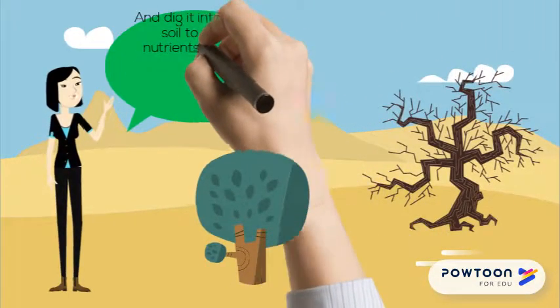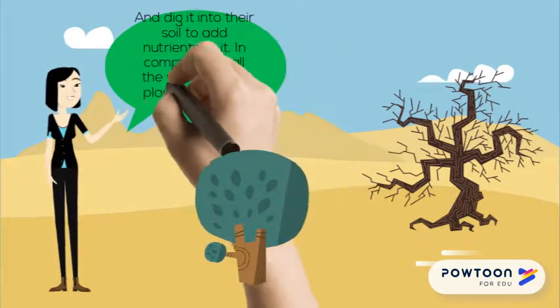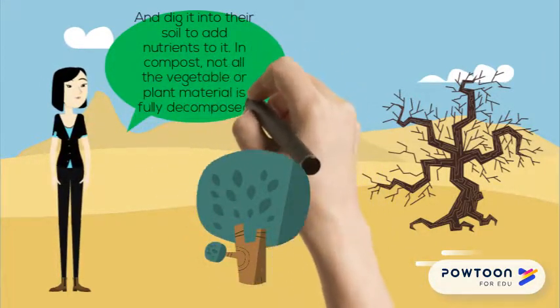In compost, not all the vegetable or plant material is fully decomposed, so you can still see bits of leaves or twigs in it.